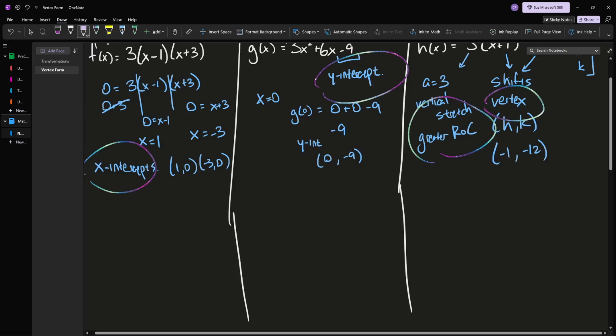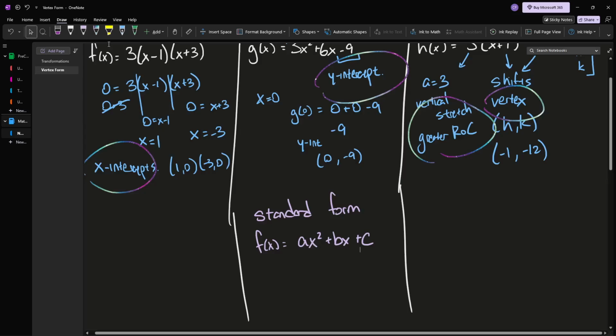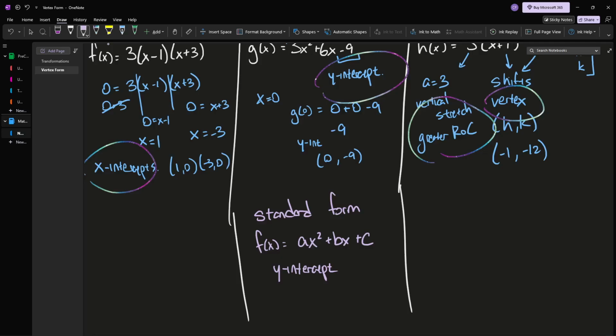So starting from the most standard, we have standard form, which is f of x is equal to ax squared plus bx plus c. And what do we get from this? We get our y-intercept very easily. That's very easy to find. It's also very easy to get to and factor it out.